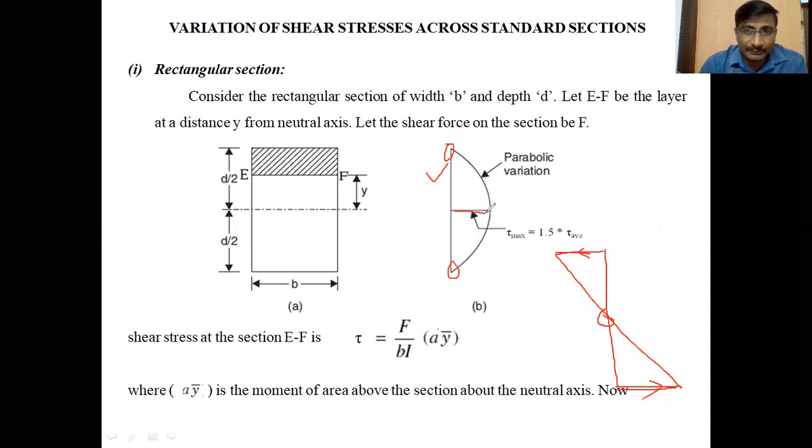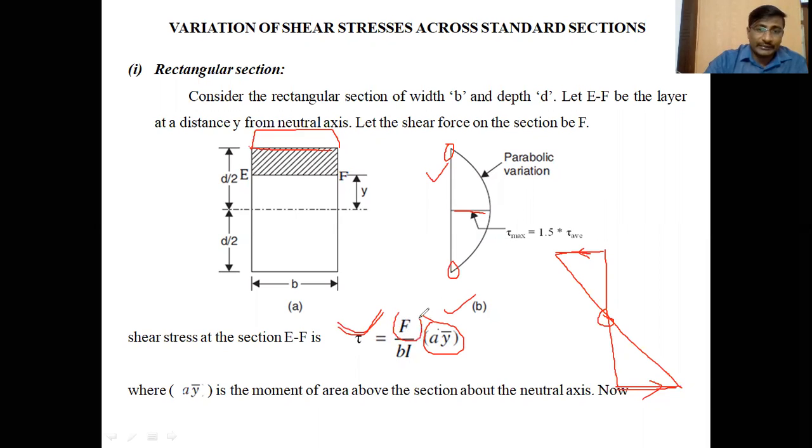Simply opposite to the bending stress distribution. Clear, students? The shear stress at the extreme layers is 0 because if we consider the EF level at the extreme layers, it doesn't have any area above the level. If there is no area, A y bar is 0. If A y bar is 0, then shear stress is 0.